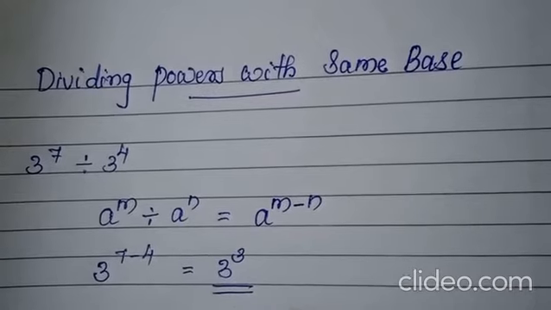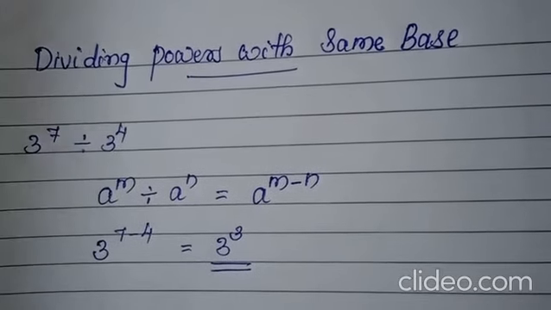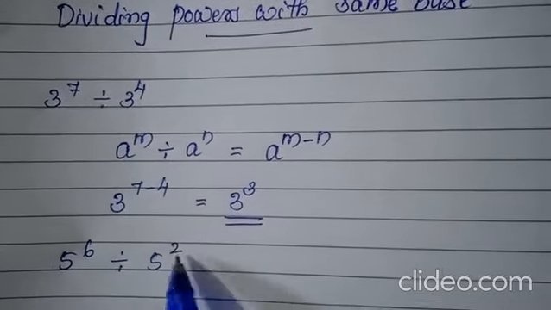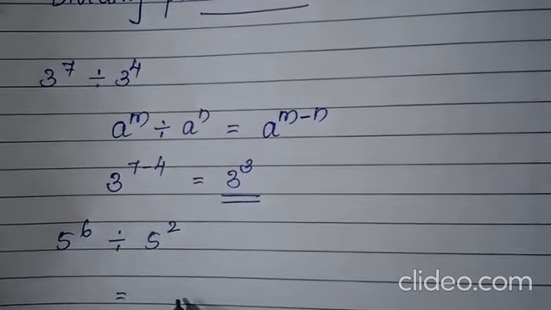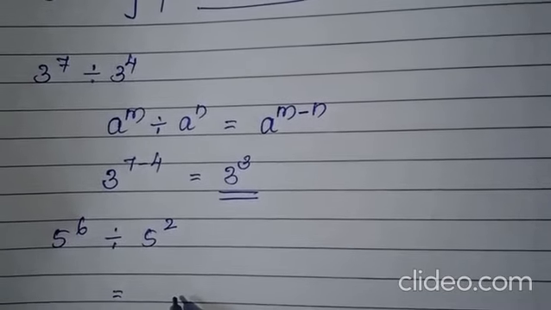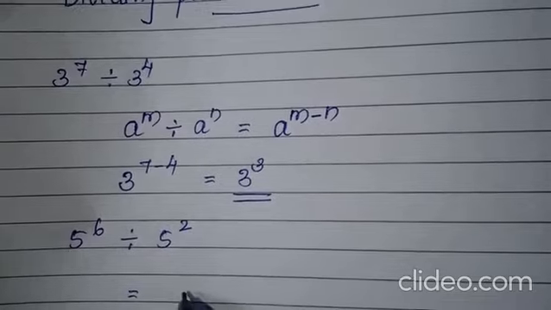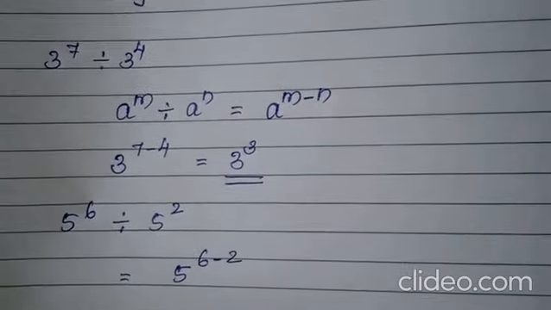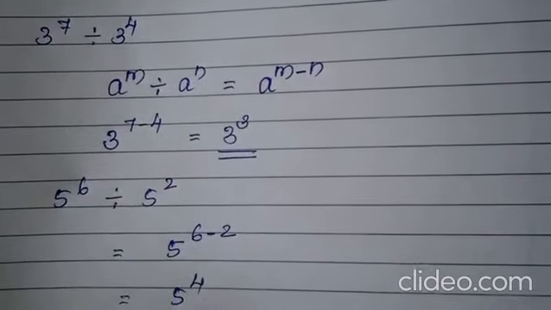Understood? Let us do another example: 5 raised to 6 divided by 5 raised to 2. So the bases are the same and the powers are different in division. So what will we do? 5 raised to 6 minus 2. So, 5 raised to 4. Understood?